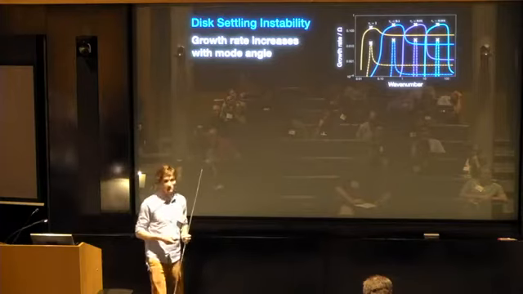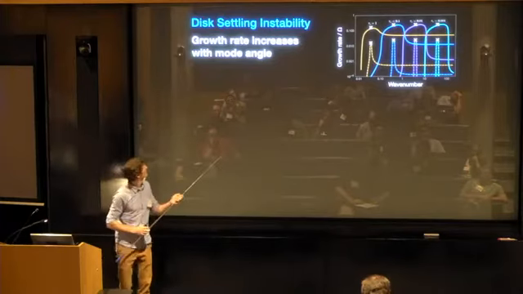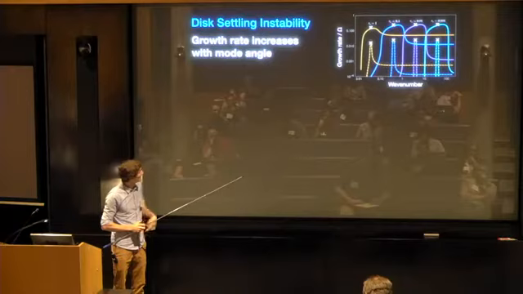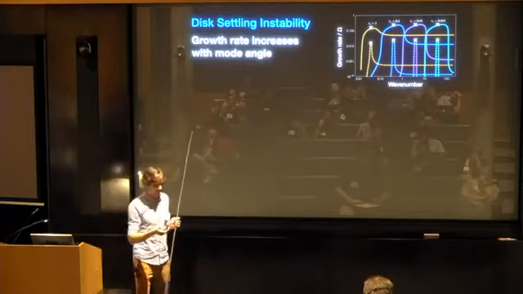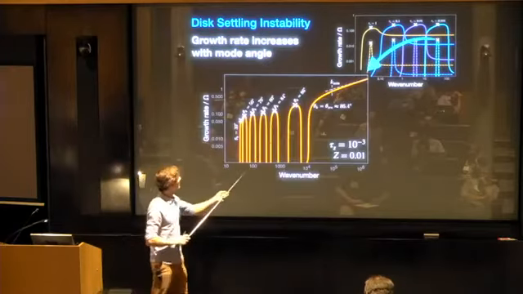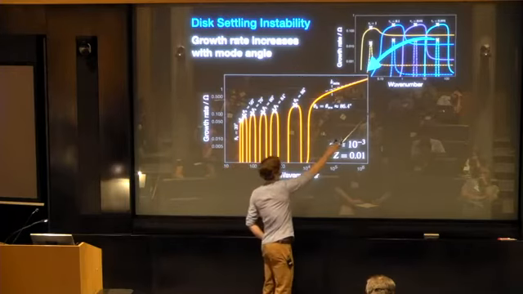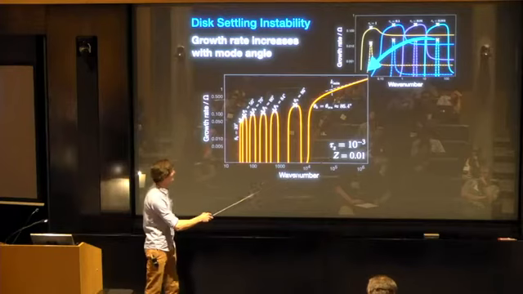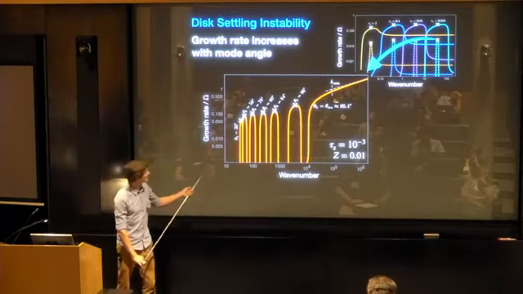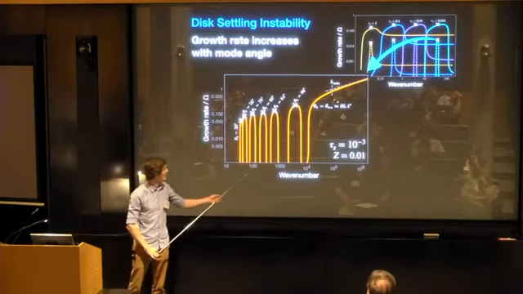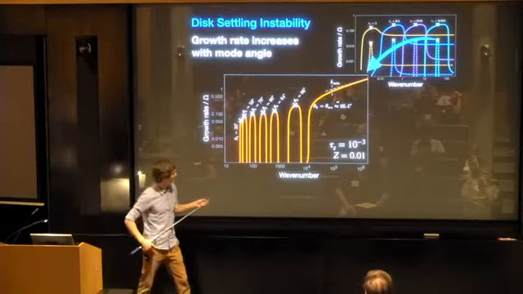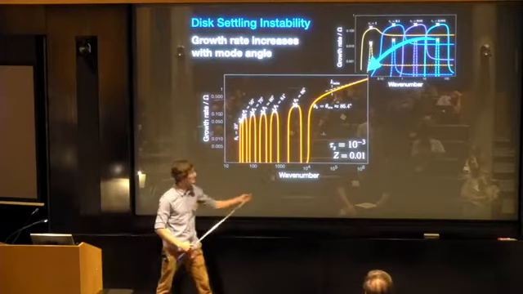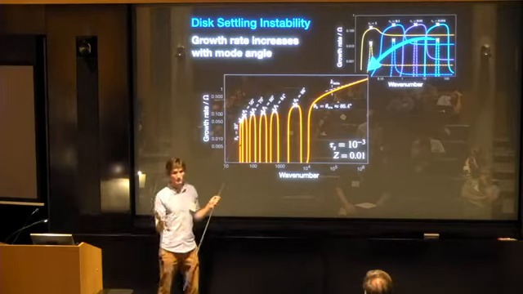So to go into this in a wee bit more detail in the last few minutes, sort of how this mode behaves, what it looks like. So this was my plot. If I now take these very small grains, 10 to minus 3 Stokes number, solar metallicity, and then plot how this thing varies with mode angle. So again, I'm plotting growth rate versus wave number, but these different curves show different mode angles.